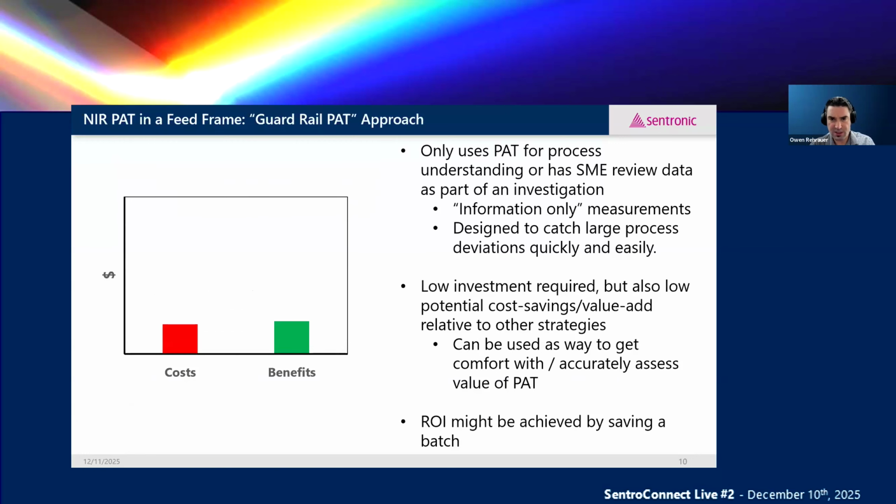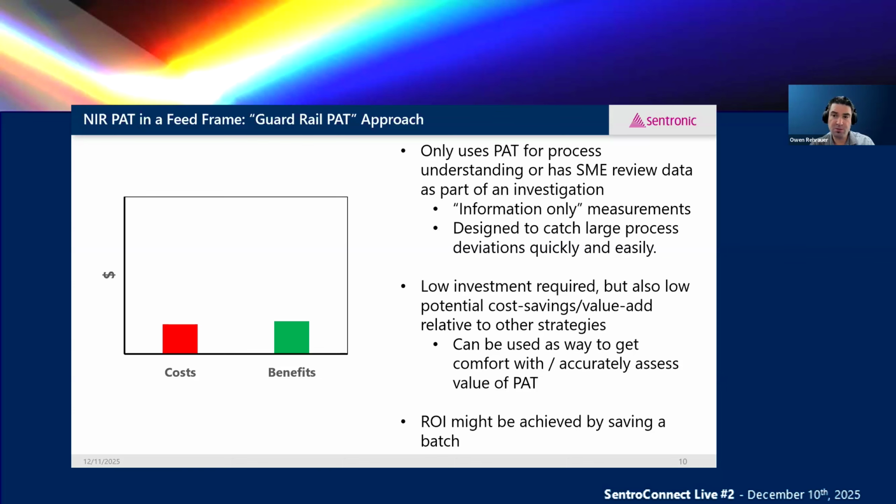So what do these strategies entail? One approach I will call guardrail PAT is something that I'm seeing customers who are interested in PAT but have a low organizational comfort with the method use to evaluate and get a feel for whether or not PAT is right for their business case. Oftentimes, this involves making PAT measurements for information only, so not making formal process decisions using the PAT, but using the PAT to catch potential large deviations from assumptions of manufacturing.